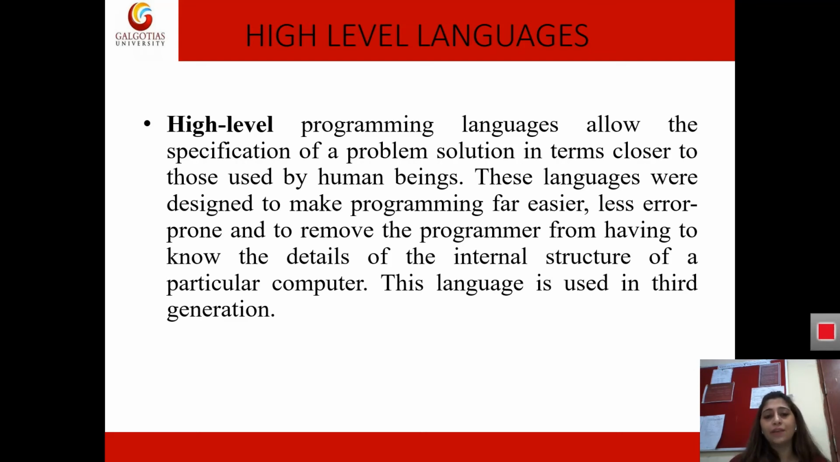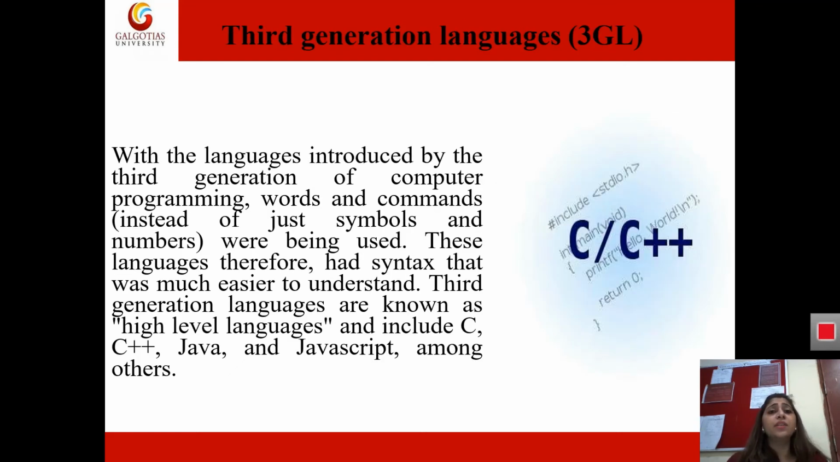So we used to have this high level language. Then we have these third generation languages. Third generation languages were the ones introduced in the third generation of computers, and words and commands instead of symbols were used. These languages therefore had a syntax, which was much easier to understand. The third generation languages are known as high level languages and included C, C++, Java, JavaScript, along with other third generation or other high level languages.